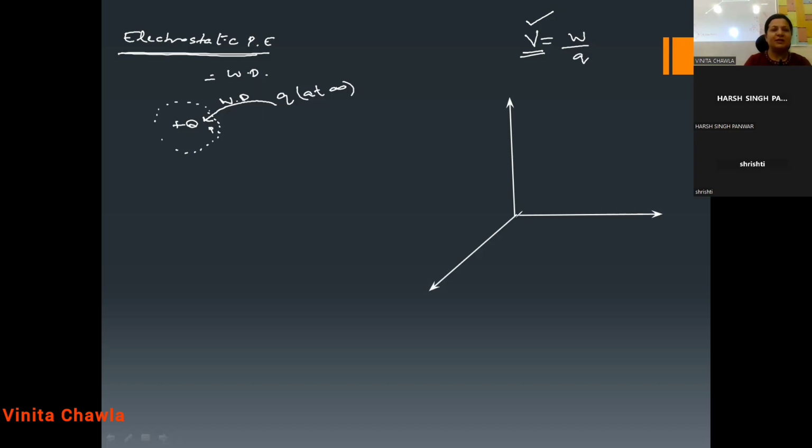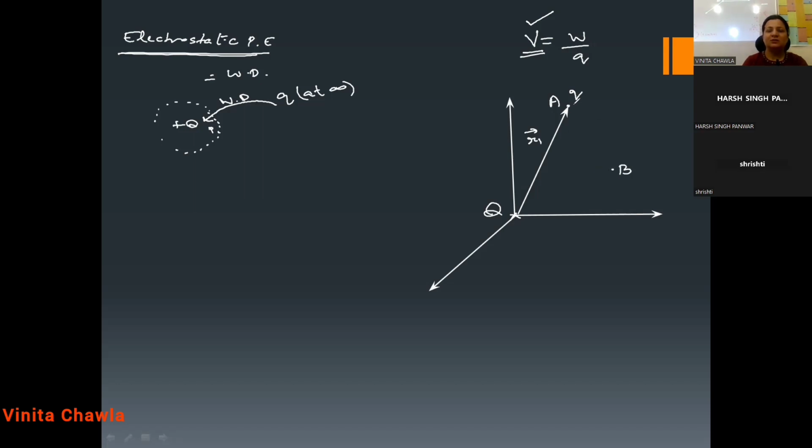Let the source charge be placed at the origin, and we have this small charge at some point A. Now the distance of this small charge from the source charge is, let's say, vector R1. And now we are going to move this charge to some other point B in the field of the given charge, somewhere here.